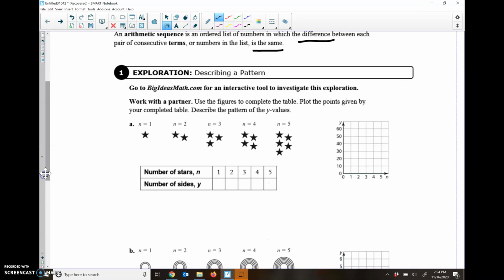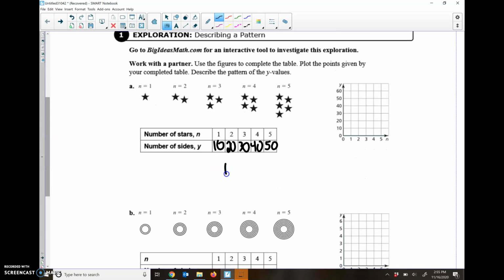So if we look here, use the figures to complete the table below, plot the points. We're looking at the number of stars and how many sides it has. It's kind of hard to count because of how big the marker is on the tablet here, but 1 star has 10 sides. So that means 2 stars have 20 sides, 3 stars have 30 sides, 4 stars have 40 sides, and 5 stars have 50 sides. So my pattern is adding 10 each time.